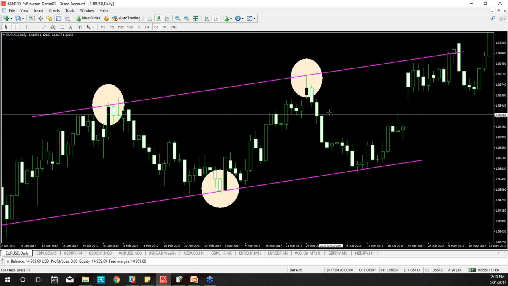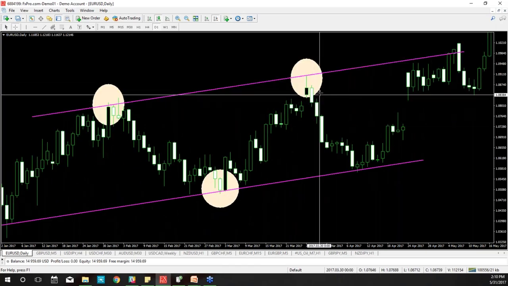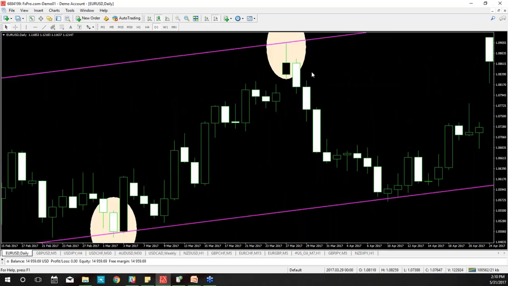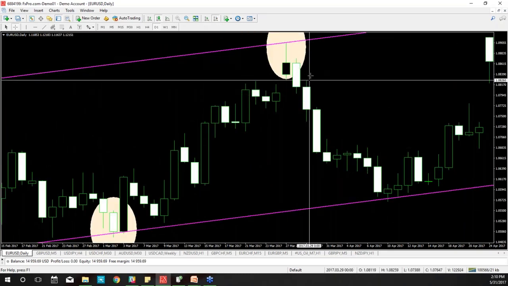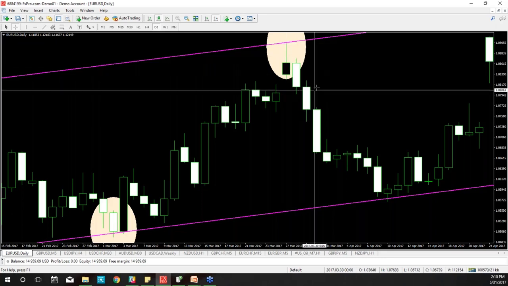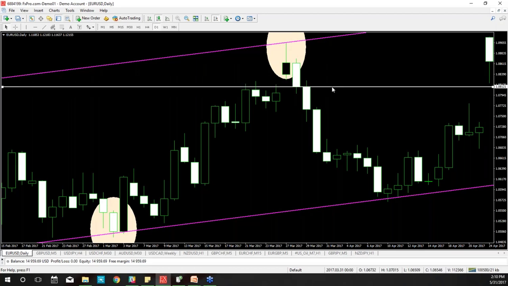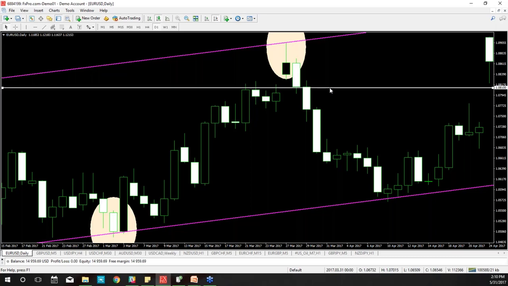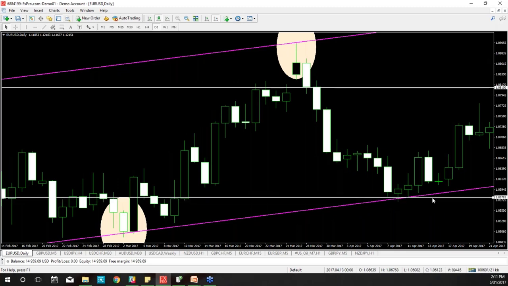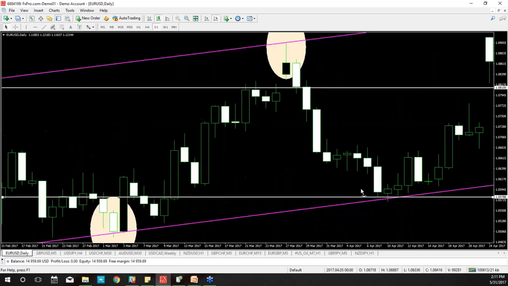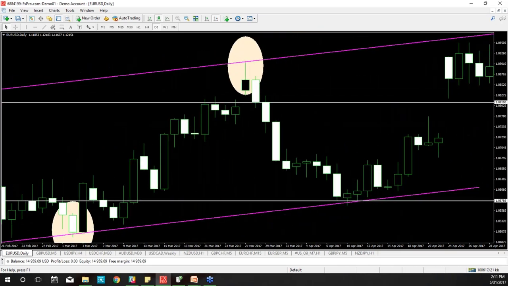We can sell the euro dollar forex pair at the time of the bounce, the downward bounce, which appeared over here. The price touched the channel, the price bounced in bearish direction. For example, we sell at 1.0810. And we hold until the price reaches the lower level of the channel at 1.0578.